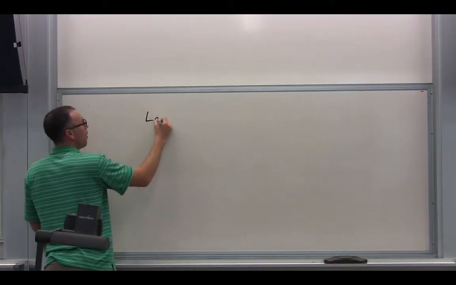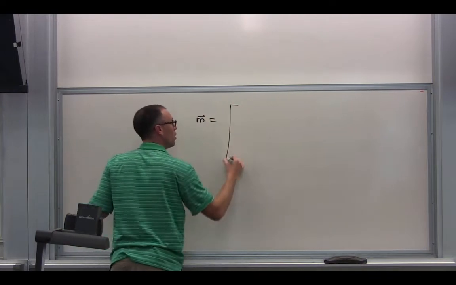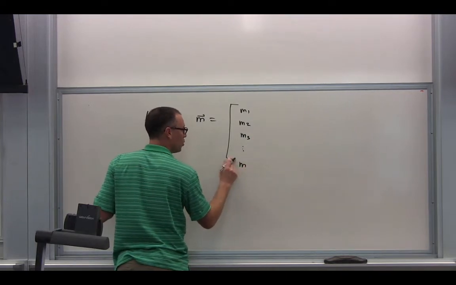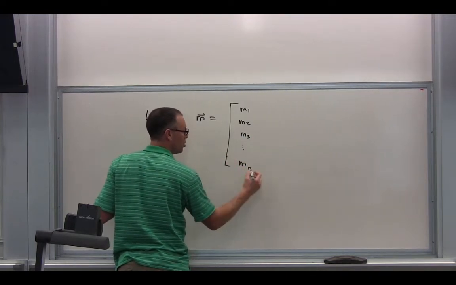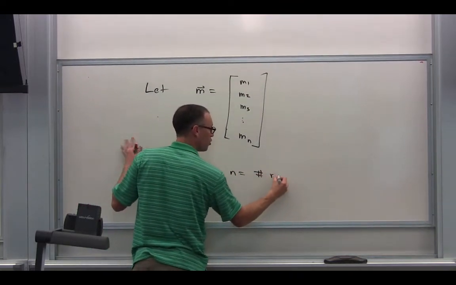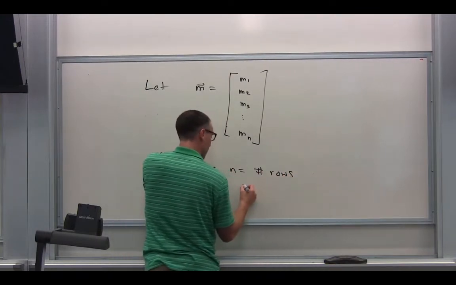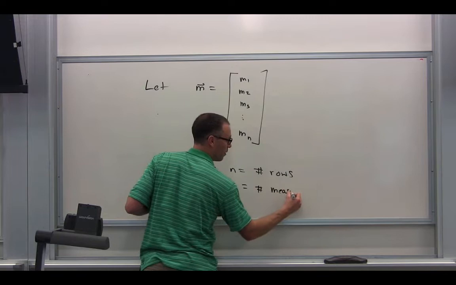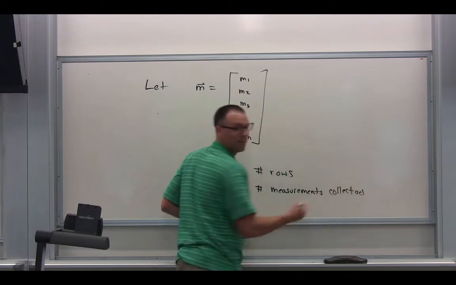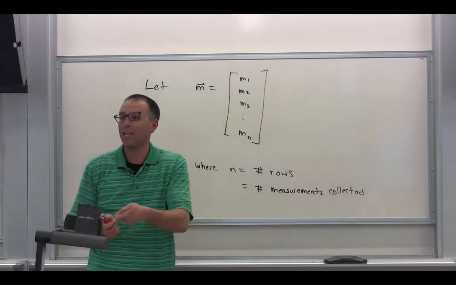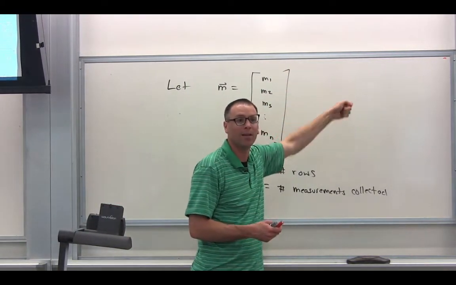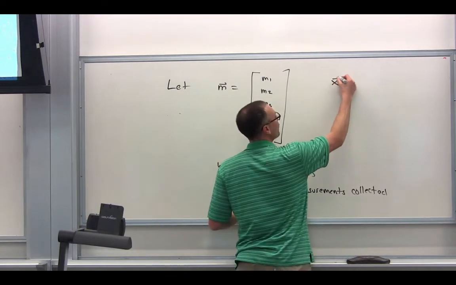But we said let M, we're going to let this be M1, M2, M3, all the way down to M, I don't know, maybe we call it sub N. Could you guess what N is? N equals number of rows. What's another way to say number of rows? It's the number of measurements that we collected. It's the number of times that we physically captured the weight in a scale and then physically hung those on that scale, right?